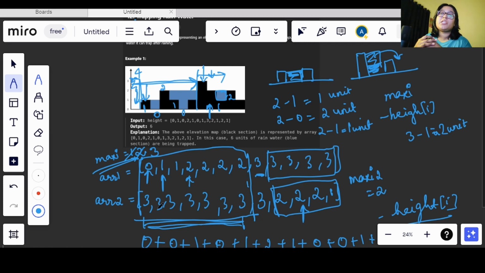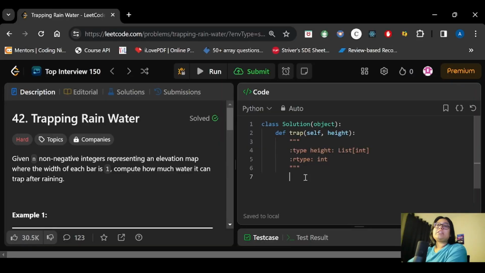We will find the minimum of both of them at each index, and then we will subtract at that index, okay? And after that we need to find the total amount of water that can be trapped between the walls, and we need to return it. So now let's move on to the code editor, and we will try to run this code there. So let's see the code now.